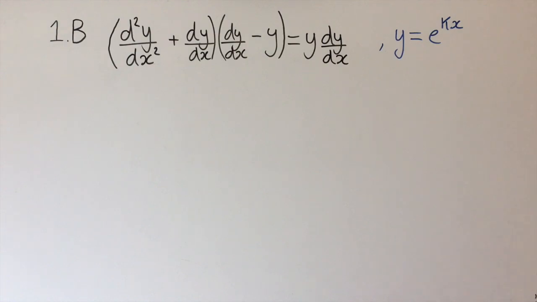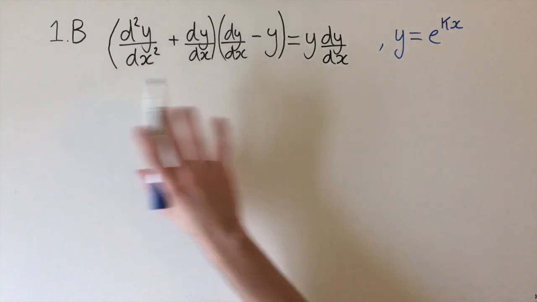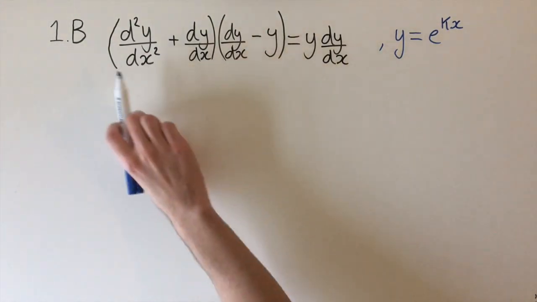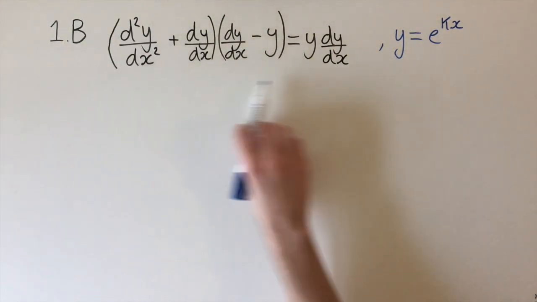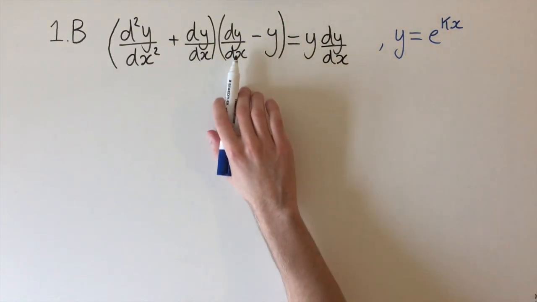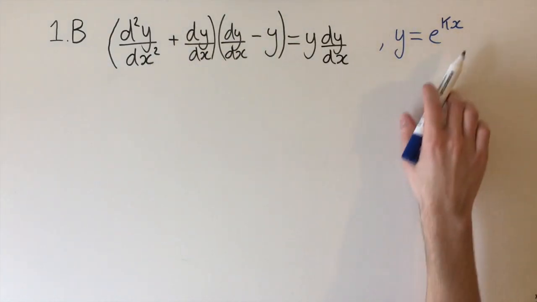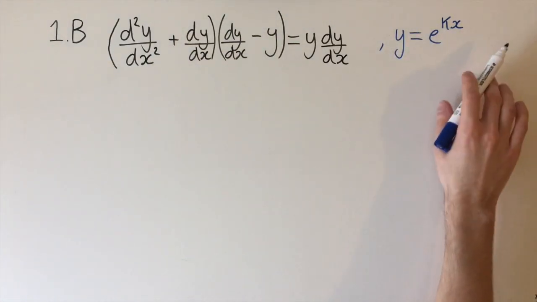Okay, welcome back. So today we're going to be looking at question 1B from the Oxford MAT exam. This is the 2018 paper. And the question is this. We're given this fairly nasty differential equation involving y, dy/dx and the second derivative of y. And we're given this function, y equals e to the kx.